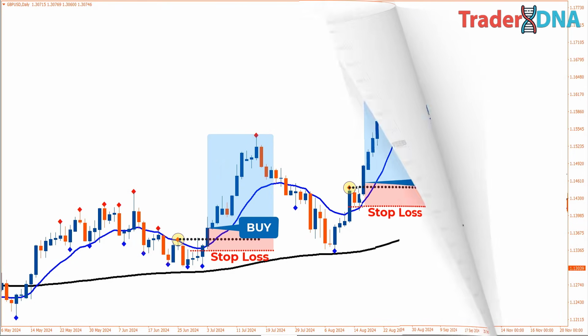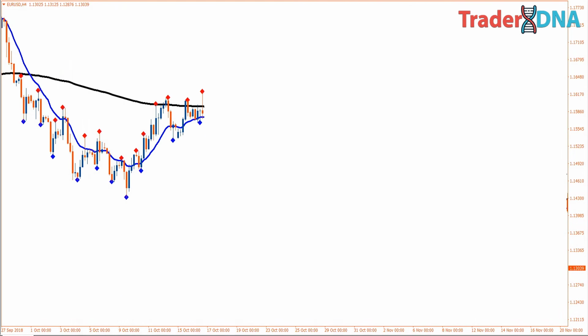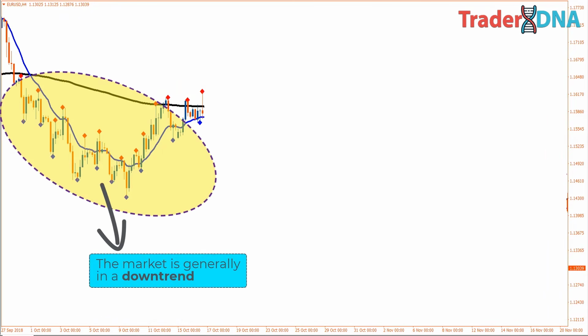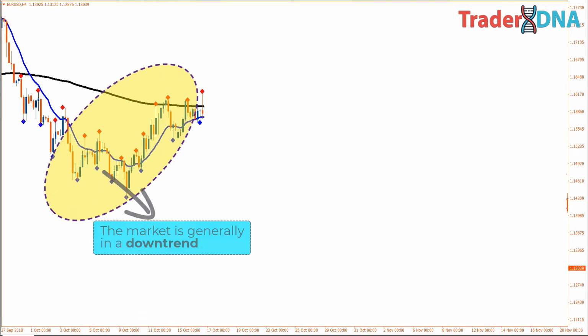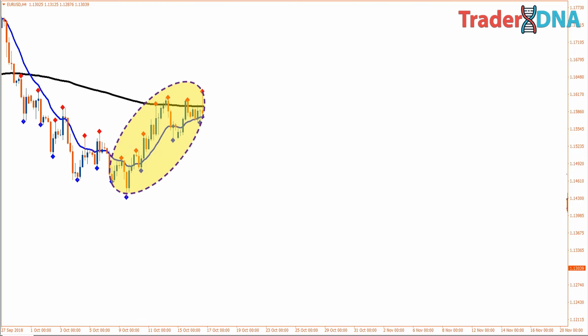Now let's flip it. If the price is below the 200 period moving average, that's a downtrend. We're looking for short trades. Here's what you do. The price might rise briefly above the 14 period moving average. That's just noise. Don't freak out.